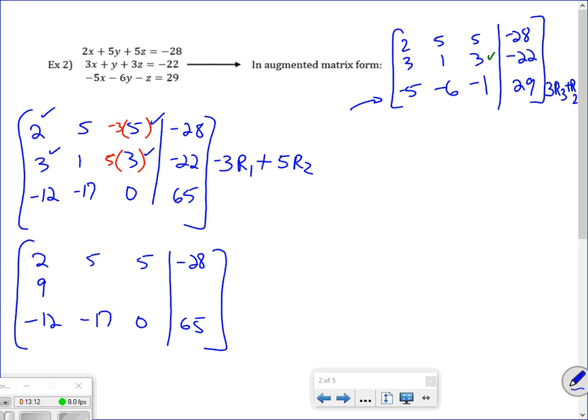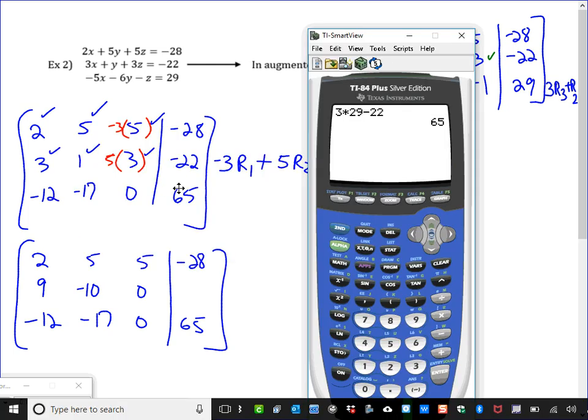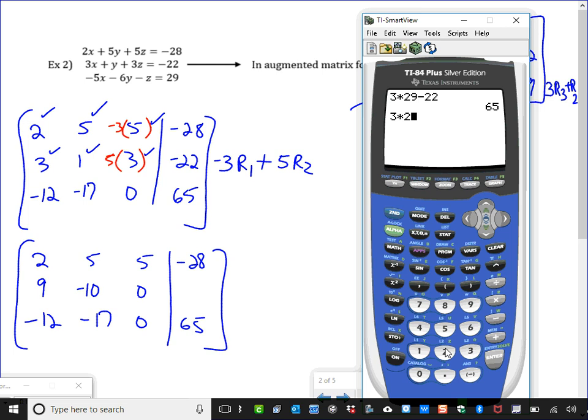All right, and then I have negative 3 times this guy, so negative 15 plus 5 right here. So negative 15 plus 5 is negative 10. And then what I planned on doing is canceling out, so 0. And now over here, I have negative 3 times negative 28. So 3 times 28, because negative times a negative is positive, plus 5 times negative 22. So minus 5 times 22. All right, so negative 26.